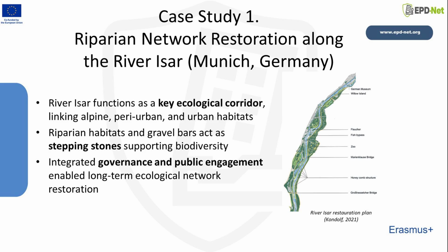Historically fragmented by channelization, hydropower infrastructure, and flood protection works, the river corridor lost ecological continuity and habitat diversity. The Isar Restoration Project reintroduced natural river morphology, widened floodplains, reconnected side channels, and restored riparian vegetation, thereby enhancing longitudinal and lateral connectivity within the urban landscape.